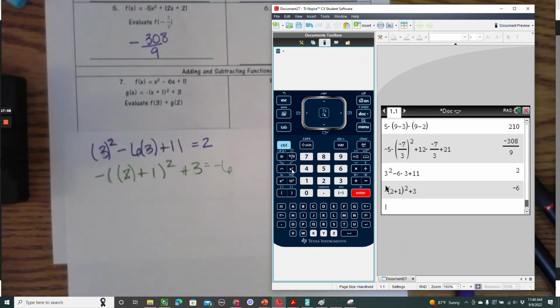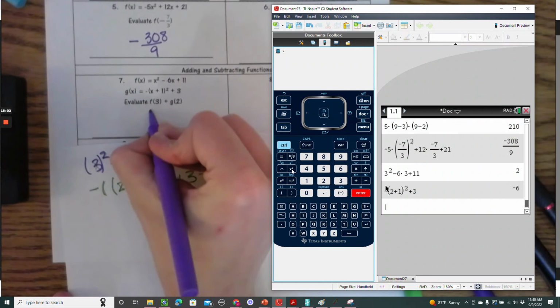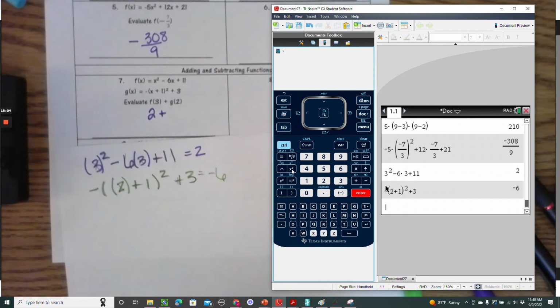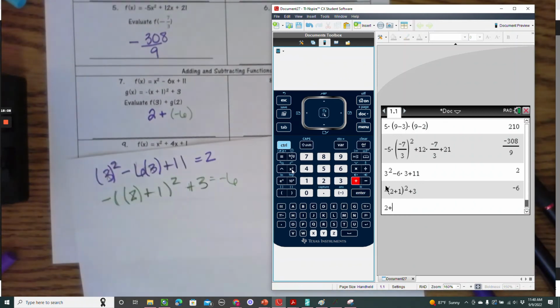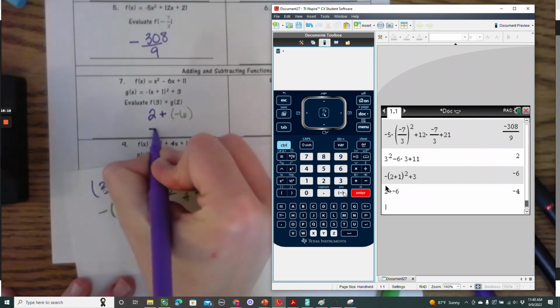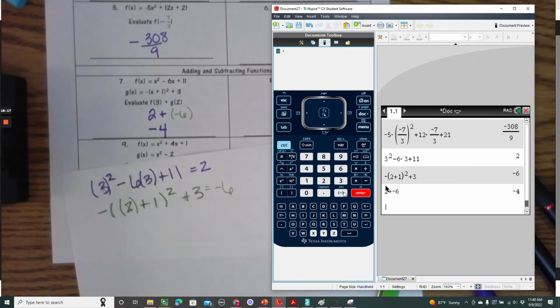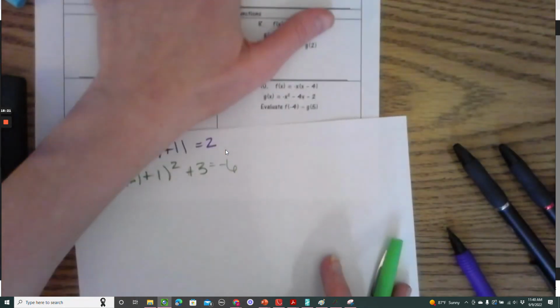And then the final step is f of 3 plus g of 2. So I would do 2 plus the negative 6. Negative 4. That's it. That's your answer. It's not too bad. It's just got a couple of extra steps.